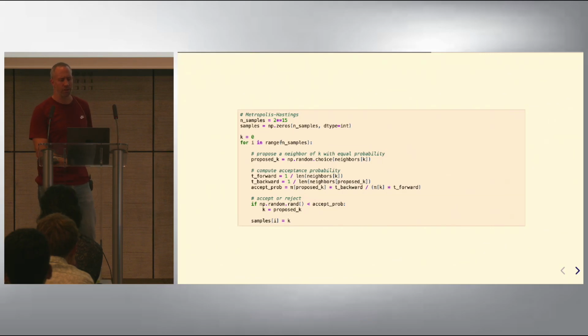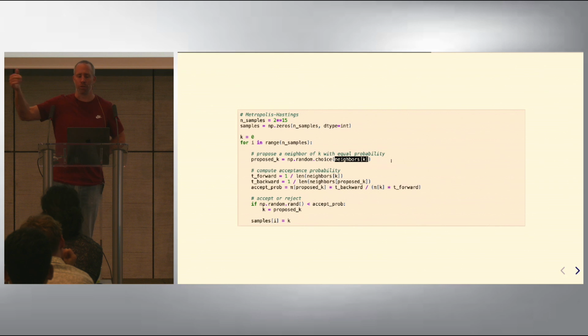You generate a certain number of samples. So I start with my pebble at position k equal to 0. Then I propose a new k. For this, I randomly choose, with uniform probability, one of my neighbors. Neighbors k here is a table of my neighbors, so this picks one of the neighbors with equal probability. That's my choice for the proposal of a new position for the pebble.